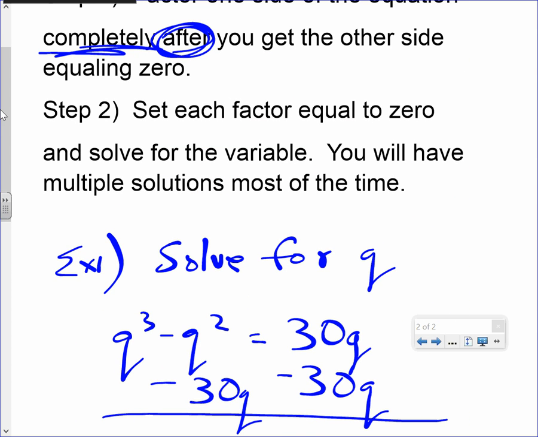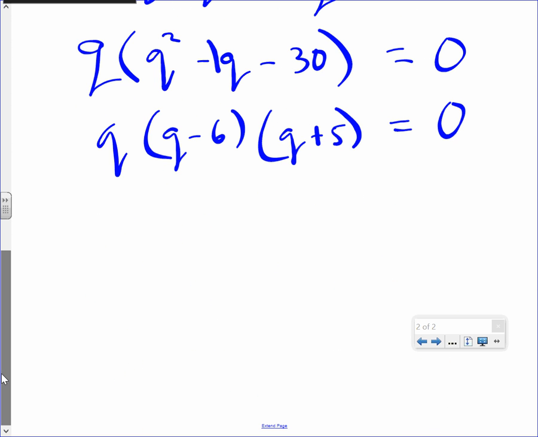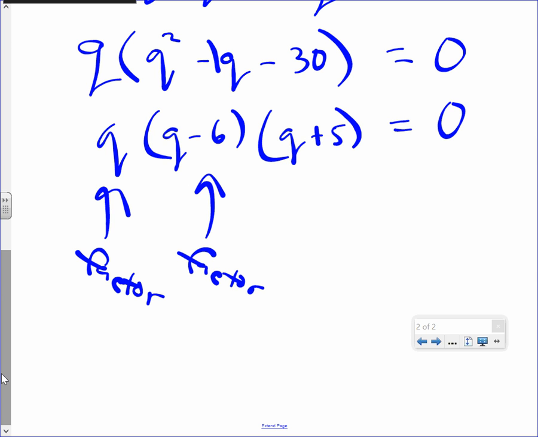Look at step 2. Set each factor equal to 0 and solve for the variable. You'll have multiple solutions most of the time. Not all the time, but most of the time. Let's see. I'm going to set each factor equal to 0. What are the factors? Well, q is a factor. Just on this example only, let's put an arrow to the factors. q minus 6 is also a factor. And then q plus 5 is also a factor. Remember, factors are stuff you multiply to get to other stuff? If I multiply all these factors out, I'll get the original expression.